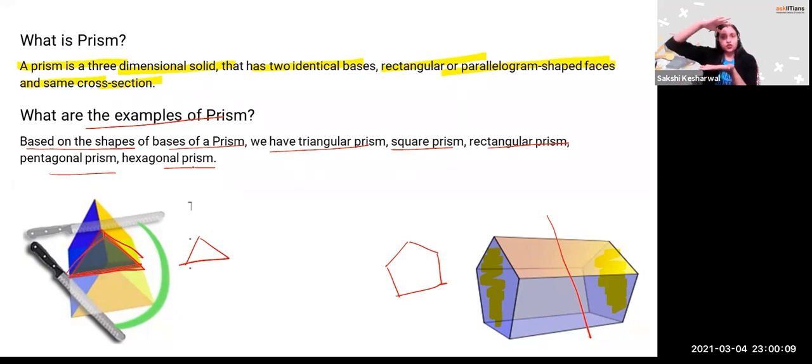The top and the bottom, both are what, beta? Congruent figures, and it has 10 sides. So we say this is what, beta? A decagonal prism, right? And we have learned this.